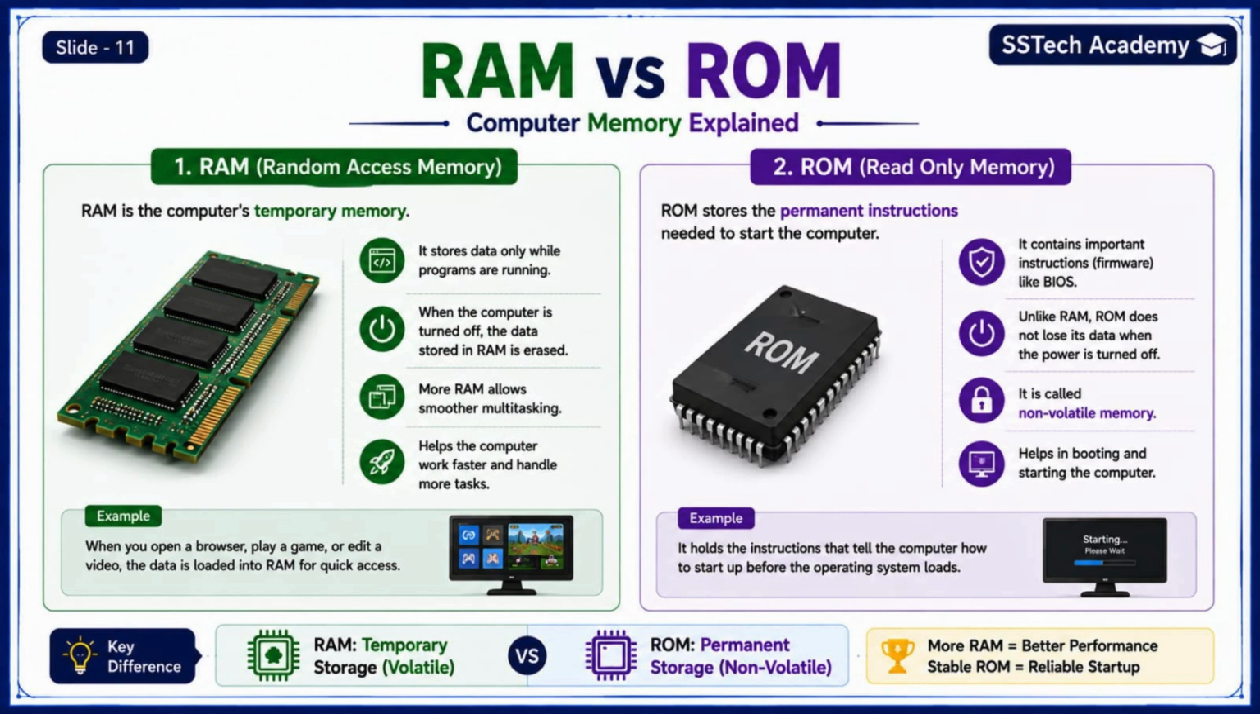Now let's understand two important types of computer memory, RAM and ROM. First, let's talk about RAM, which stands for Random Access Memory. RAM is the computer's temporary working memory. It stores data and programs that are currently being used. For example, when you open a web browser, play a game, or edit a video, the required data is loaded into RAM for quick access.